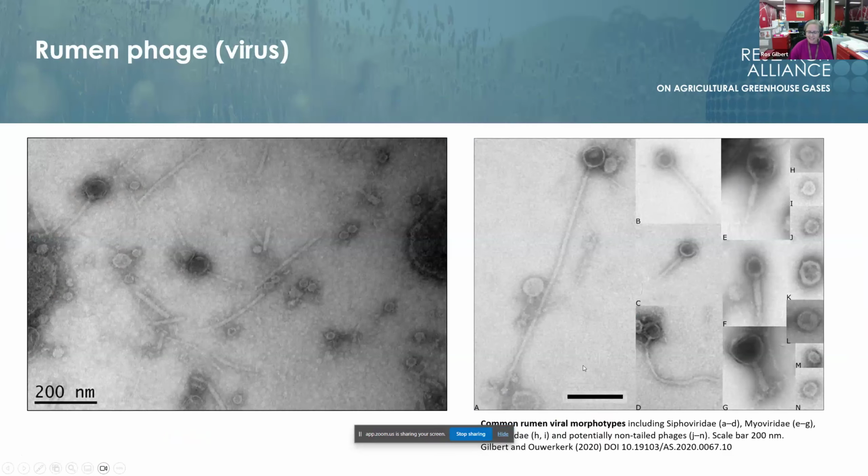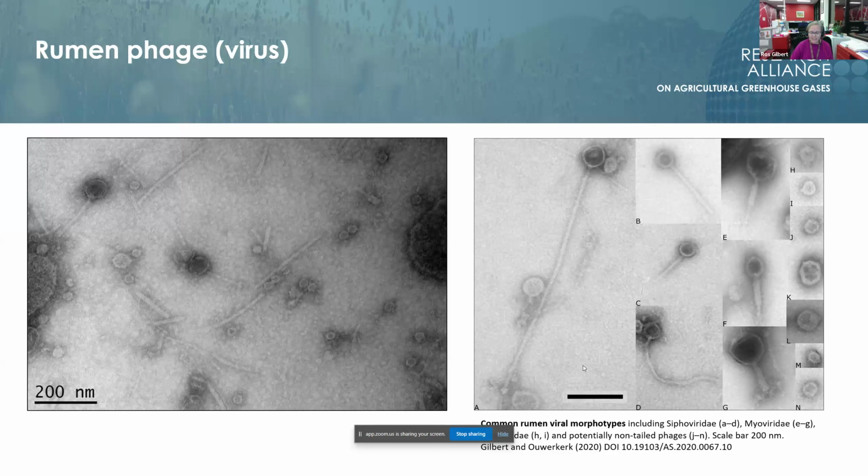So I understand that this webinar series has already covered the major microbial groups found in the rumen. That's the prokaryotes, the bacteria and the archaea, and the eukaryotes. We've just heard a lovely talk about the fungi, but there's also protozoa there as well. My special interest in the rumen has always been in rumen phage.